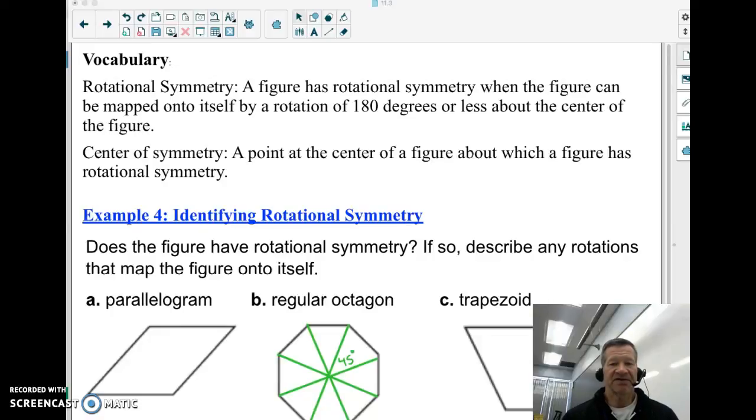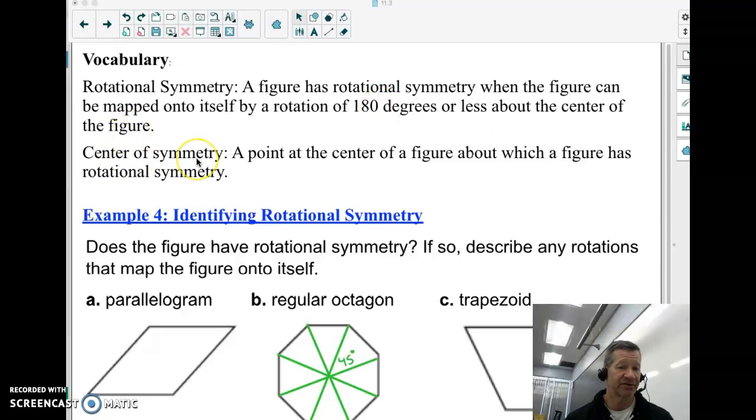For our last example in section 11.3, we're going to talk about rotational symmetry and really mostly just identify if a figure does have any rotational symmetry. So first of all, what is rotational symmetry? A figure has rotational symmetry when the figure can be mapped onto itself by a rotation of 180 degrees or less about the center of the figure.